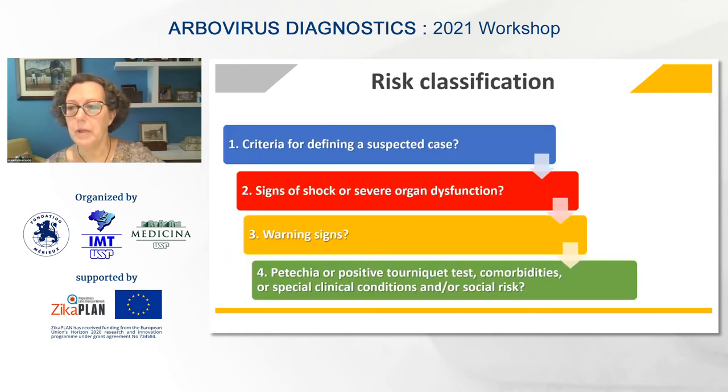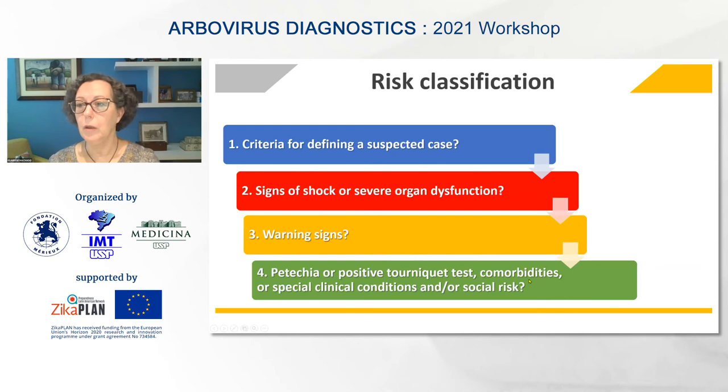And how to perform the risk classification? So first question, was the criteria for defining a suspect case fulfilled? So they have fever and one of those symptoms. If you answer yes, you have to proceed immediately to the second, more important question that will most of the times save the life of the patient. Are there signs of shock or severe organ dysfunction? Are there warning signs? And the possibility of bleeding that I evaluate by the presence of petechiae.